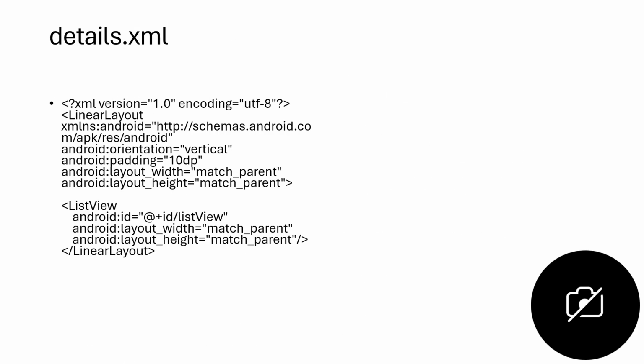And the next one, details XML. This layout contains a list view. It displays all records stored in an SQLite database. The list view provides a simple way to display multiple records retrieved from the database.